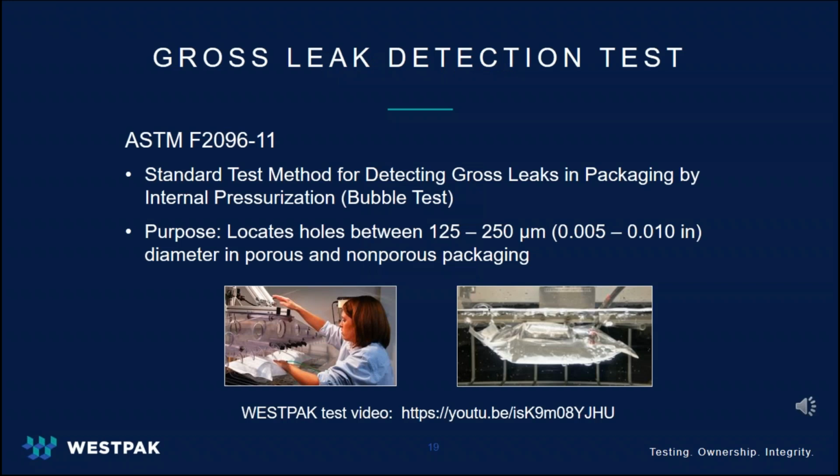Next, we will discuss the gross leak detection test. This is based off the ASTM F2096 2011 version standard. This is a standard test method for detecting gross leaks in packaging by internal pressurization, otherwise known as the bubble test. The purpose of this test is to locate holes between 125 and 250 micrometer in diameter in porous and non-porous packaging. Please refer to the WESTPAK test video in the link below for reference.